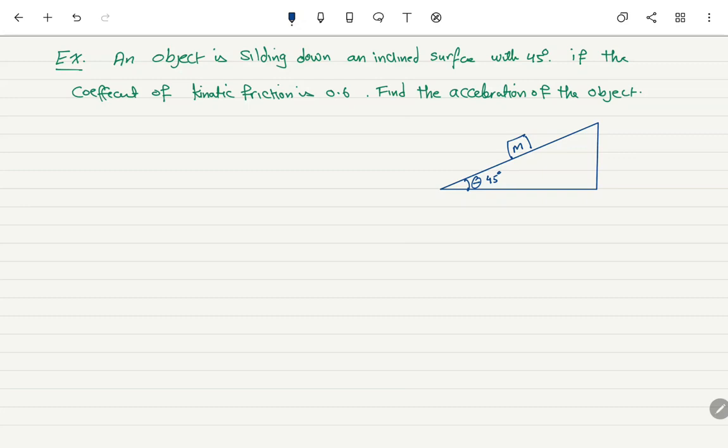Now to solve this one, let's have the free body diagram and identify the forces acting on this object. So we have the weight directed downward, it's mg, and we have the normal force directed this way, and we have Fk, the kinetic friction. Now again, we rotate the coordinates, the xy, in such a way that x matches the incline and y is perpendicular. So this is x here. Now analyze the weight.